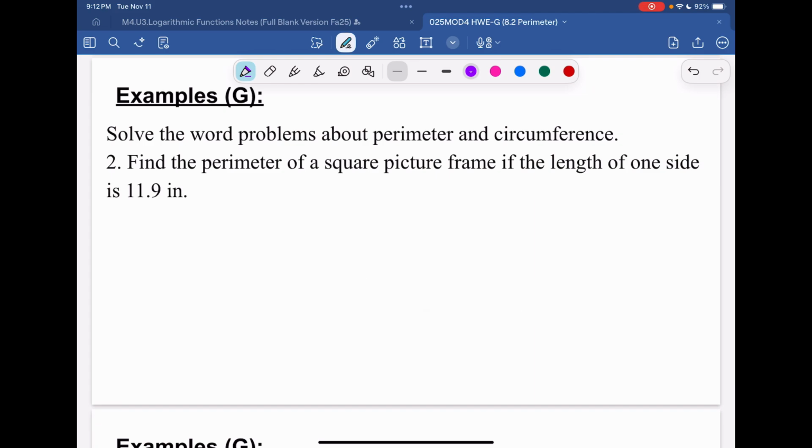So it says find the perimeter of a square picture frame if the length of one side is 11.9 inches. So again, I like to start by drawing a picture, so I'm going to draw a square this time. One side is 11.9 inches. Well, I know that in a square, all 4 of my sides are the same. So that means that my perimeter would be 4 times 11.9. So the perimeter of this picture frame would be 47.6 inches.